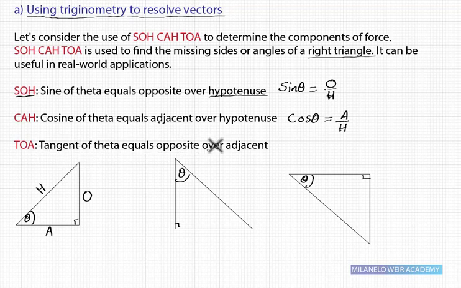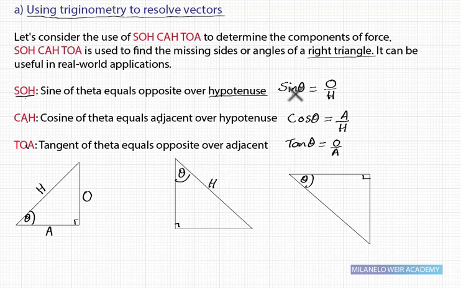Tangent of theta equals opposite over adjacent. So tangent of theta is equal to opposite over adjacent. That gives us SOHCAHTOA. This is the long side, the hypotenuse H. This is the angle theta.